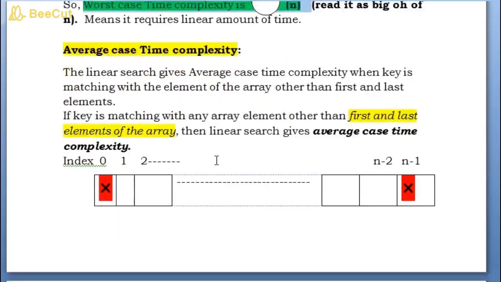What do you mean by average case time complexity? Average case time complexity means the average amount of time taken by the algorithm for its execution. That means the algorithm is not taking either the maximum amount of time or the minimum amount of time. So that is called average case time complexity.